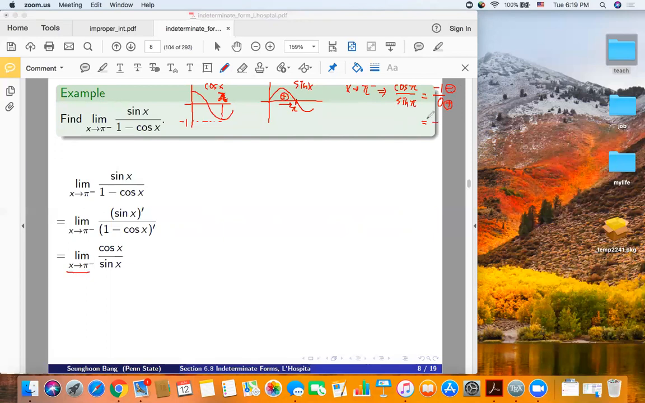The answer is -infinity. So we have -infinity. This is the answer. This answer is right. What do you think? Is this right? -infinity? No. Yes.